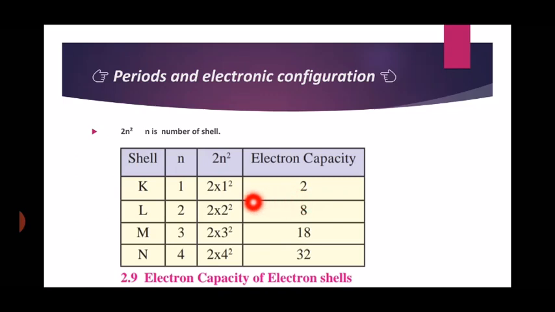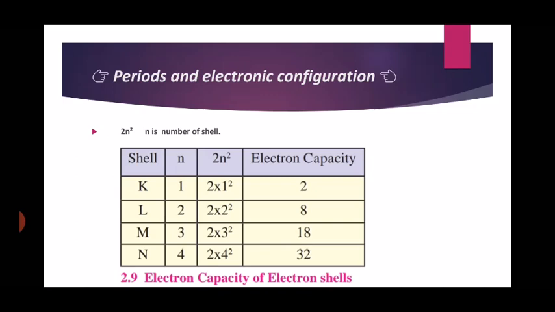Now next, n value is 2. That means 2 into 2 squared. 2 squared is 4. 4 times 2 is 8. So that means 8 electrons. Now if the shell number n increases, n is 3: 3 squared is 9. 9 multiplied by 2 is 18. So the capacity is 18 electrons.